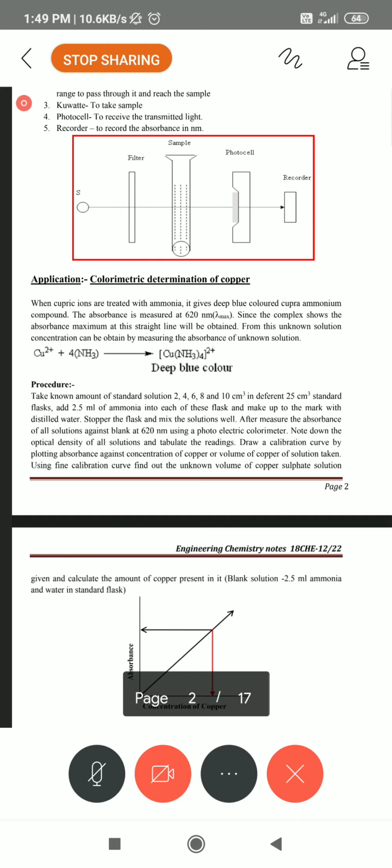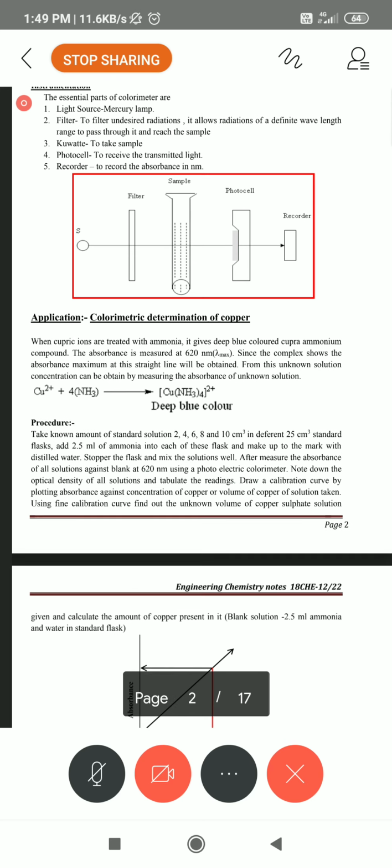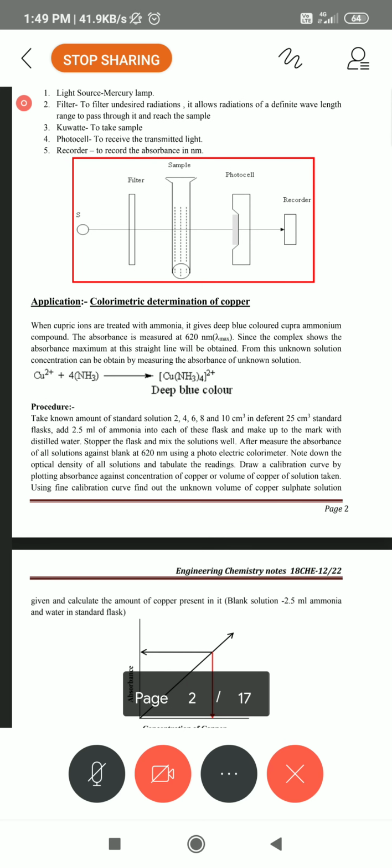Afterwards the test solution is there, which you also pour into the cuvette and take the reading, which you will get as 0.15. We have already taken 5 ml. So in all the remaining series of standard solutions, 2 ml, 4 ml, 6 ml, 8 ml, 10 ml, but instead of that, we have taken here either 5 ml or 10 ml.